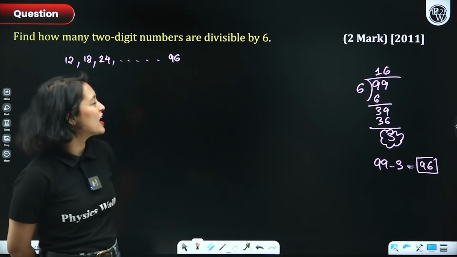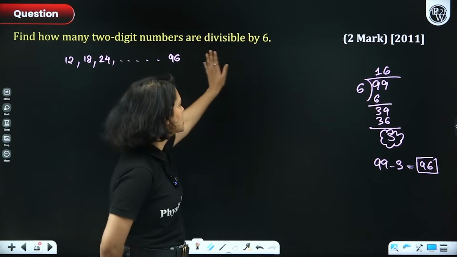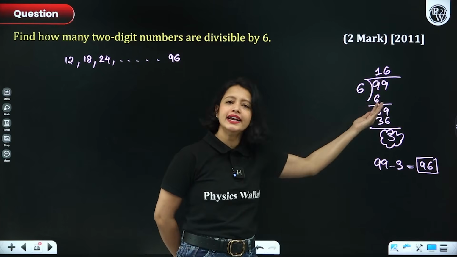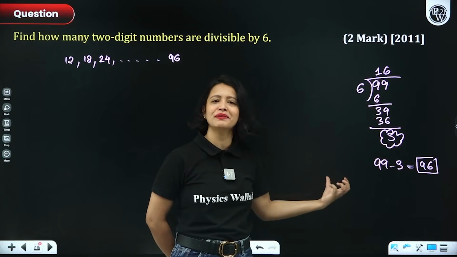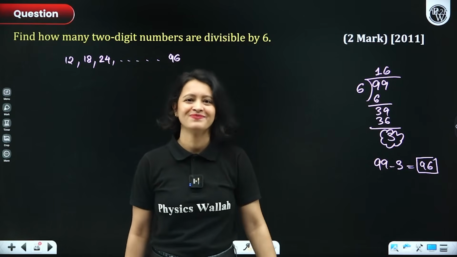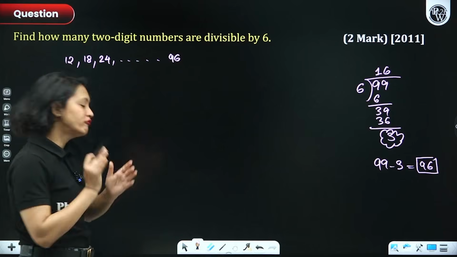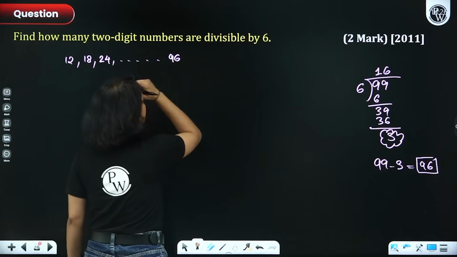Right? So whenever you are confused in questions like these, no problem. Take the largest 2-digit number here, divide it and see the remainder. If you just subtract the remainder from the number you took, you will get the number that is divisible. Okay? Now, divide by 6. First of all, notice this is an AP.